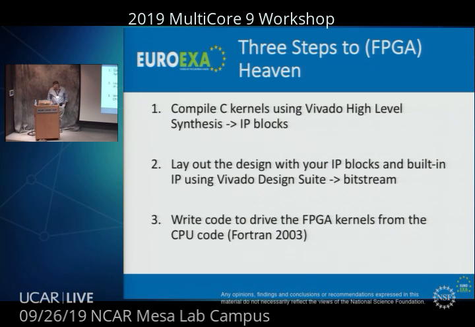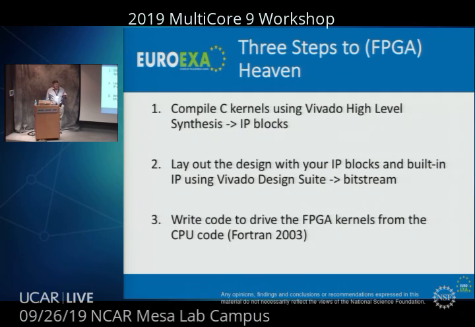I went into some detail last year about the process by which you can take a C kernel and generate code for the FPGA. I've now distilled that down into 3 steps. There are always 3 steps to heaven, aren't there? So you take your C kernel and you pass it through what they call high-level synthesis.